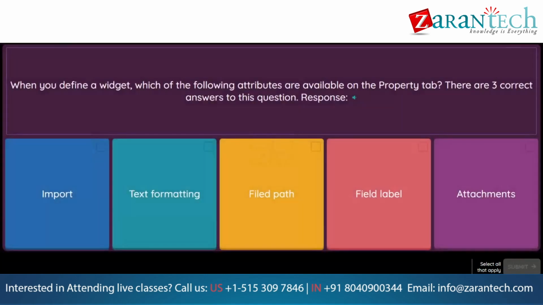Question: when you define a widget, which of the following attributes are available on the Property tab? There are 3 correct answers to this question. Response: Option 1, import. Option 2, text formatting. Option 3, field path. Option 4, field label. Option 5, attachments.